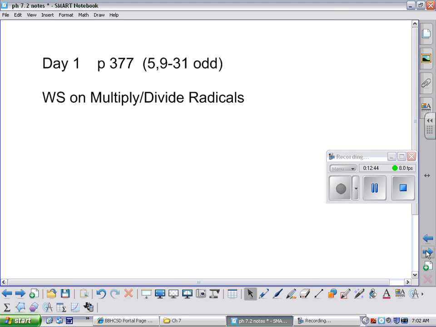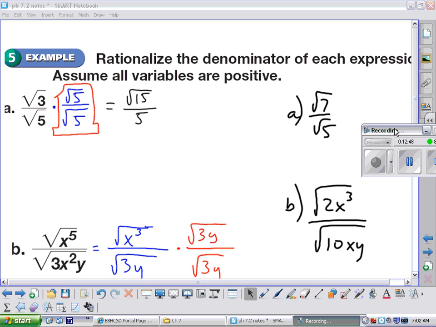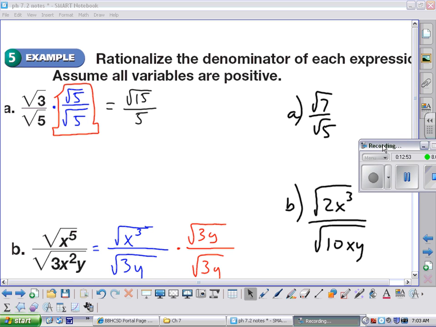All right, so there's your lesson for today: multiplying and dividing when you have an index other than 2 is possible, and all those other cases in between.